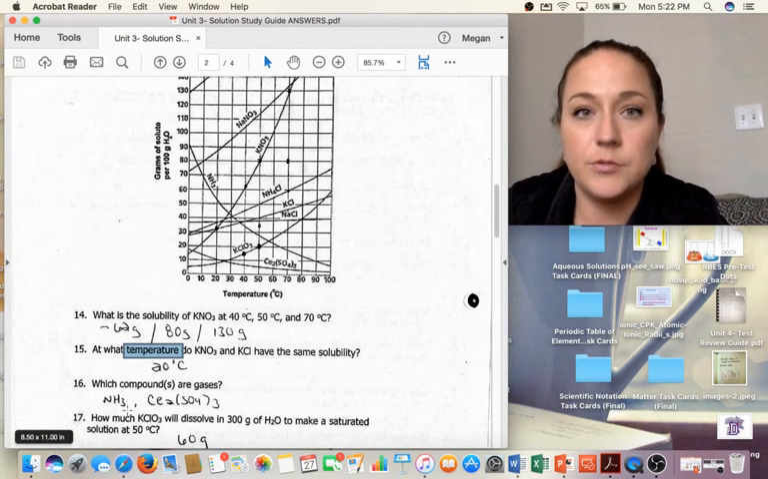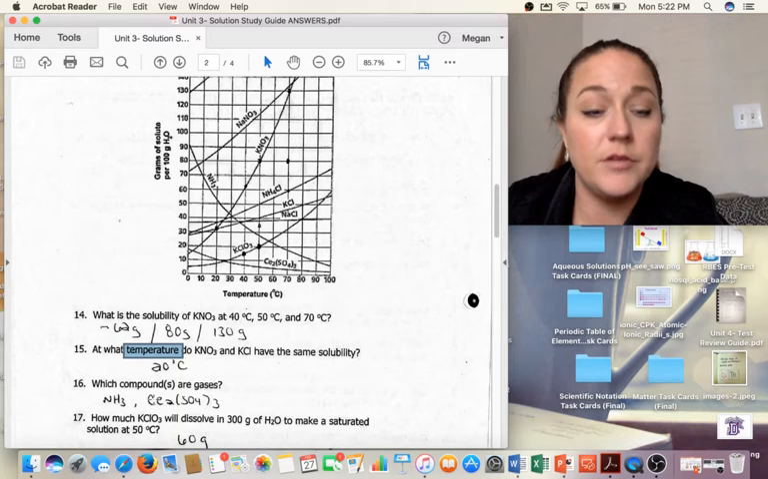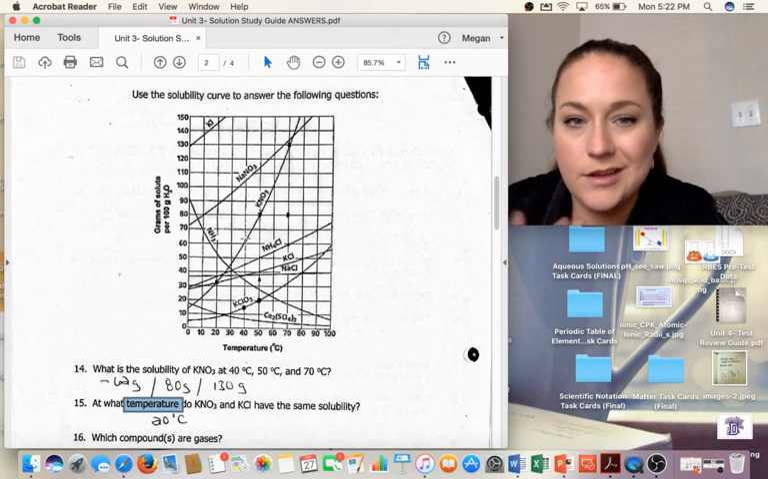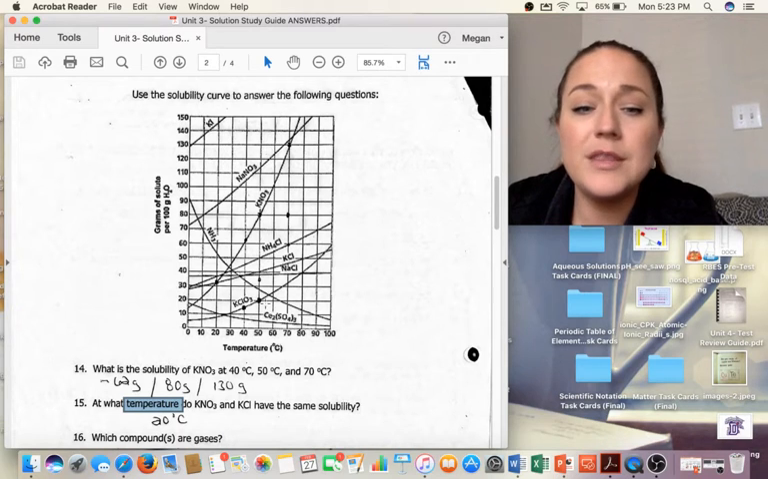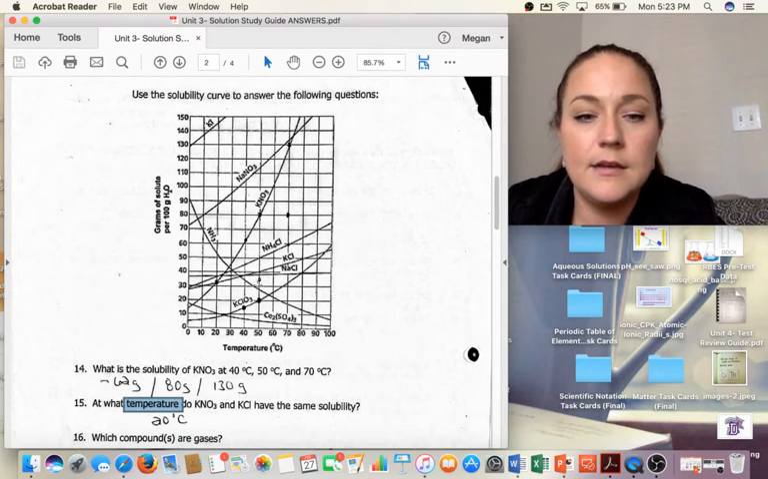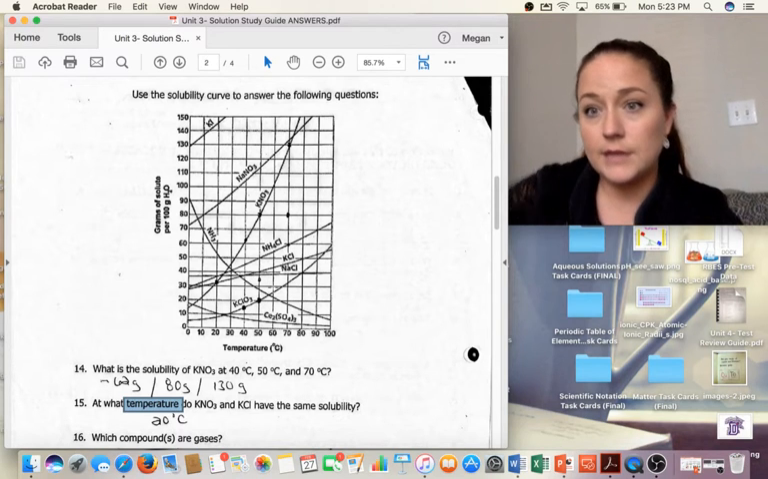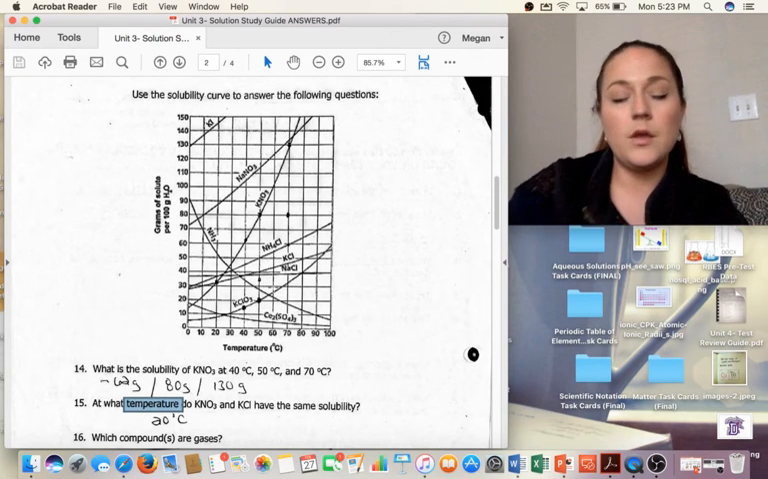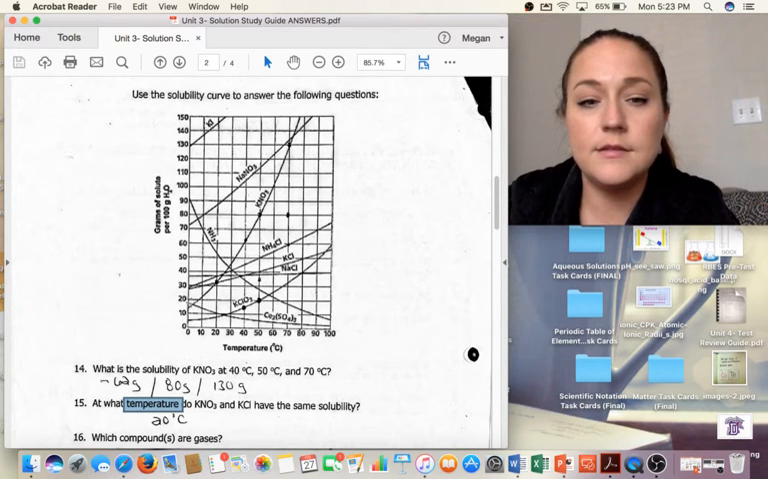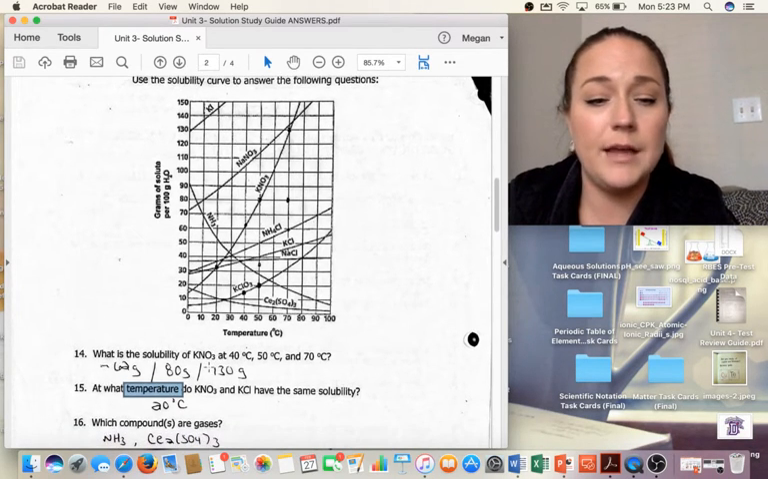All right. Number 16, which compounds are gases? That is NH3, ammonia, and Ce2(SO4)3. Now, we are able to tell, even though there's not a little key, that both of these are gases, because if you notice, as I'm waving this arrow thing, they go downward. Each of the lines scoop downward, where for solids, they're going to be going upward. So please notice the difference in the direction of your line.